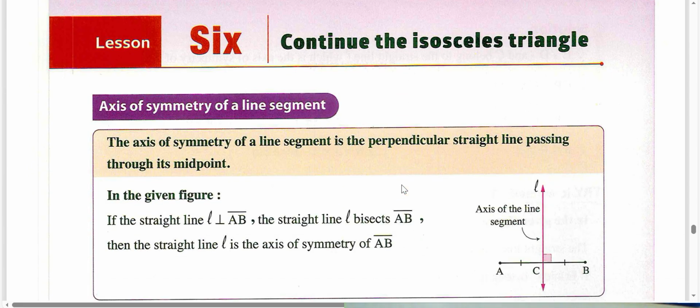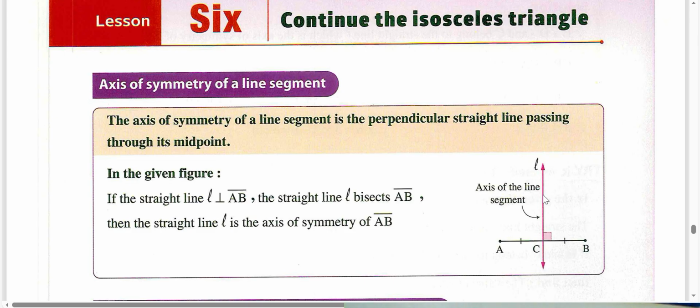Look with me at line segment AB. The straight line L is perpendicular to AB at the point C, and C is the midpoint of AB. We call the straight line L the axis of symmetry of the line segment. The axis of symmetry of a line segment is the straight line perpendicular to it and passing through its midpoint. It is perpendicular and bisects line segment AB into two parts equal in length: AC equals CB. Okay.